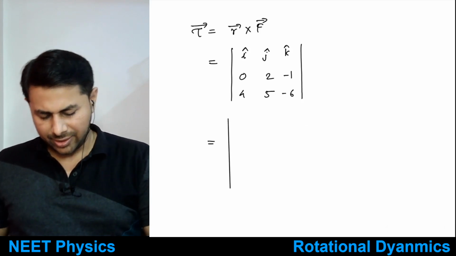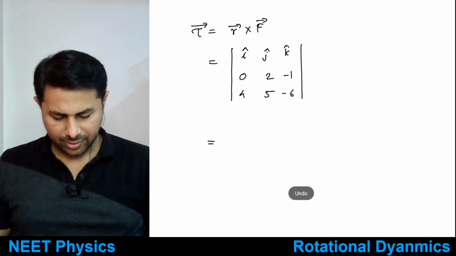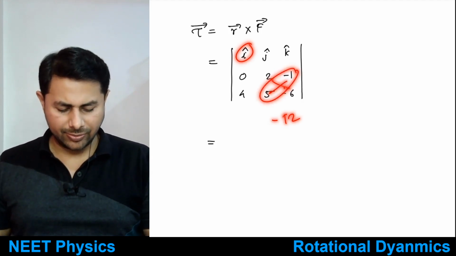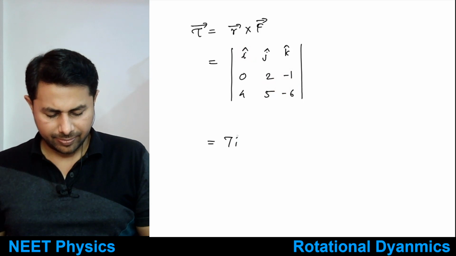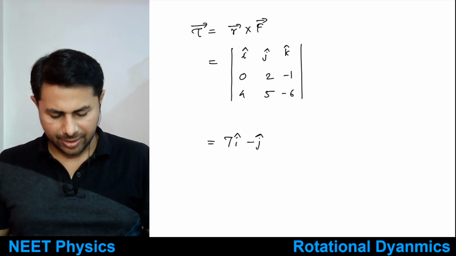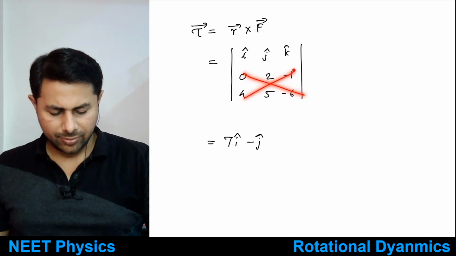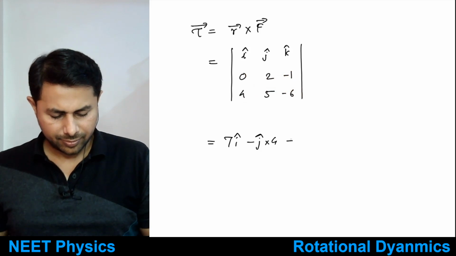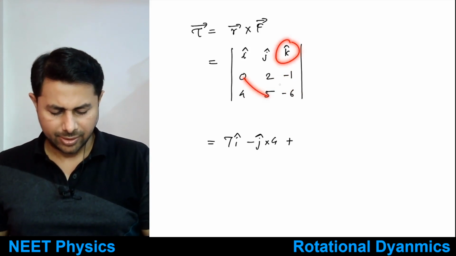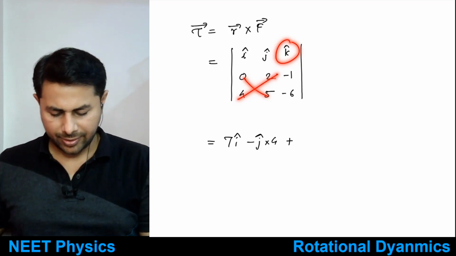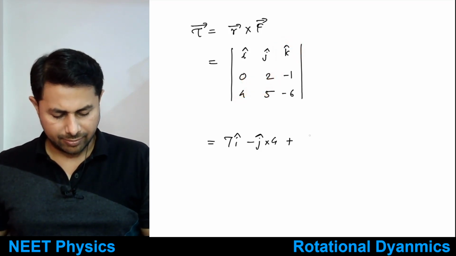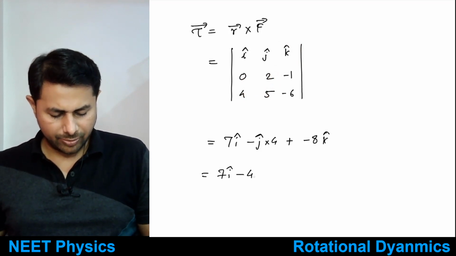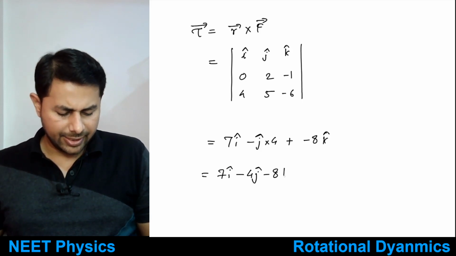Okay, so let's calculate this. It will be i cap multiplied by minus 12 plus 5, so 7 i cap, minus j cap multiplied by 0 minus 4, so plus 4, plus k cap times 0 minus 8, minus 8 k cap. So this is the answer: 7 i cap minus 4 j cap minus 8 k cap.